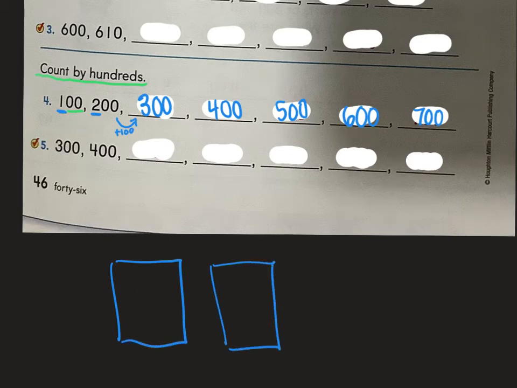400, 500, 600, 700. So the ones and tens place stayed the same, and you add 1 to the hundreds place. So that means you're adding 100. It's like if we had a hundreds block, we're just adding another hundreds block.